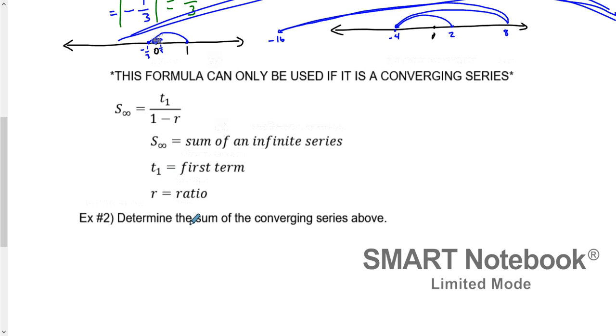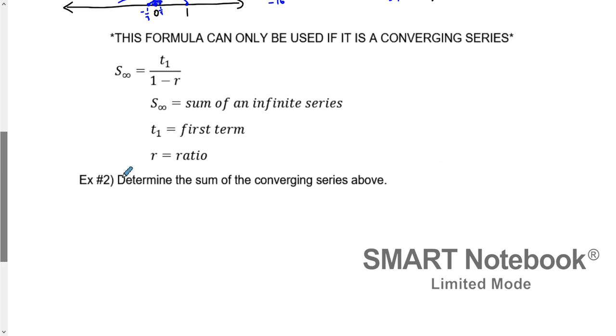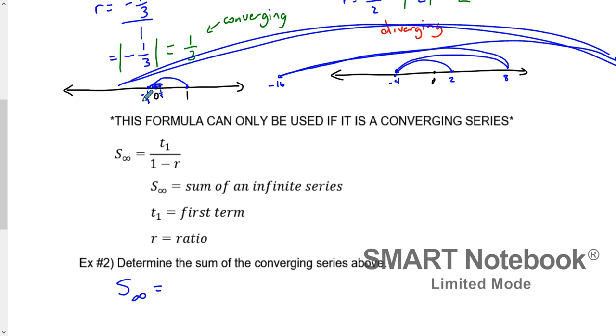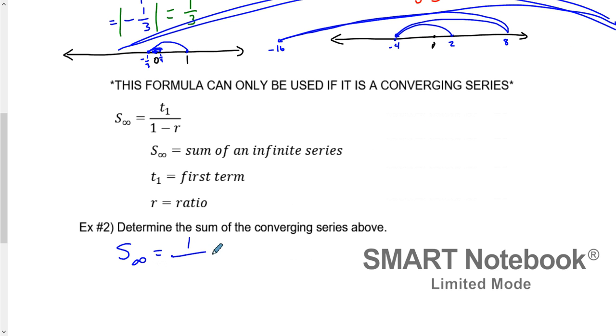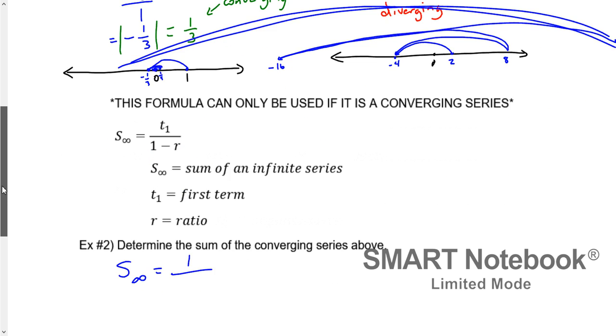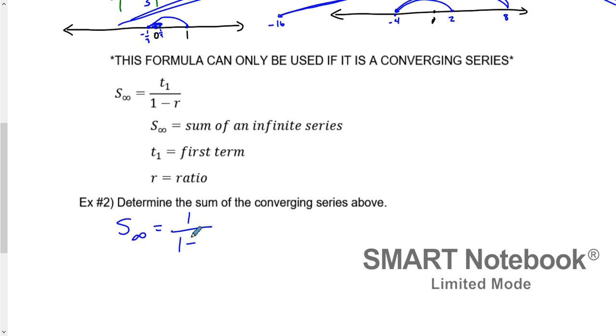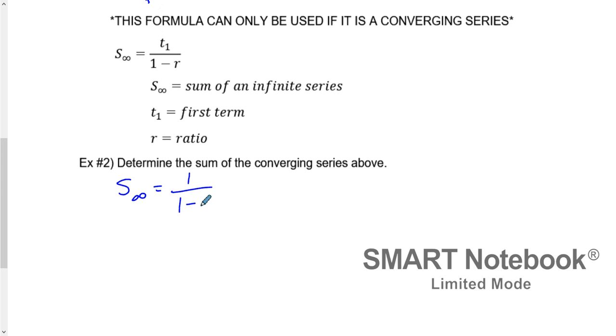So we are going to determine the sum of the converging series above, the sum of an infinite amount of terms, as these terms keep on adding. It's just our first term, in this case 1, divided by 1 subtract r. Sorry, I didn't know where my formula was. And in this case, our r value is negative 1/3. So 1 divided by 1 subtracting negative 1/3.